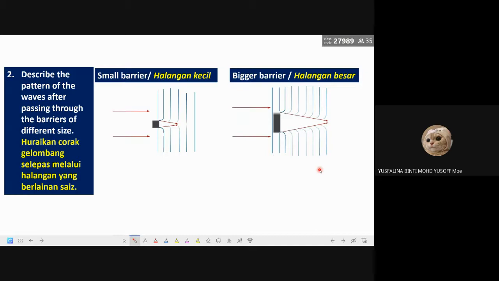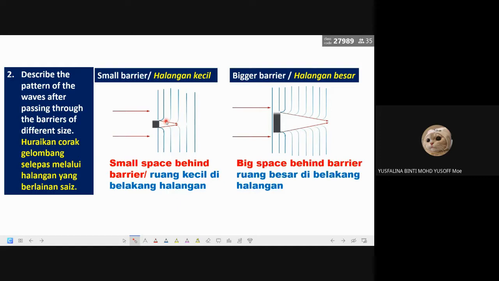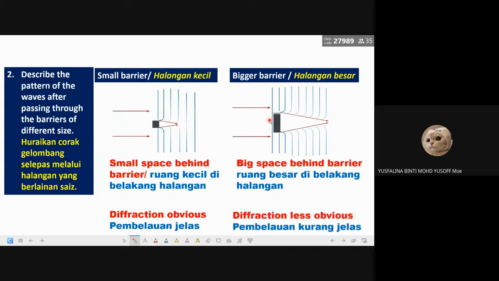Then how about when you pass through a small barrier and a bigger barrier? For the small barrier, there is a small space behind the barrier, while at the bigger barrier, there will be a bigger space behind the barrier. So for the smaller barrier, the diffraction is more obvious, while for the bigger barrier, the diffraction will be less obvious.